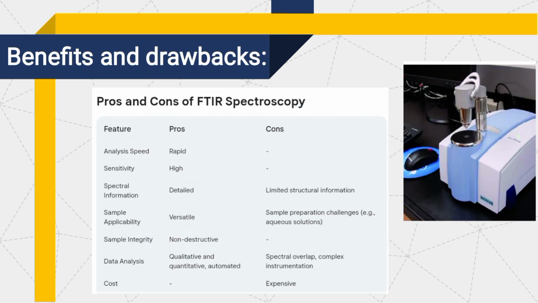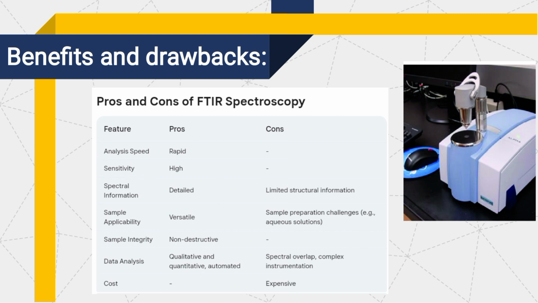Now we will discuss the benefits and drawbacks of FTIR. FTIR has no doubt a huge number of benefits, but there are some disadvantages too. Analysis speed of FTIR is very high. Its sensitivity is very high and it gives detailed spectral information, and most importantly, it is a non-destructive spectroscopic technique.